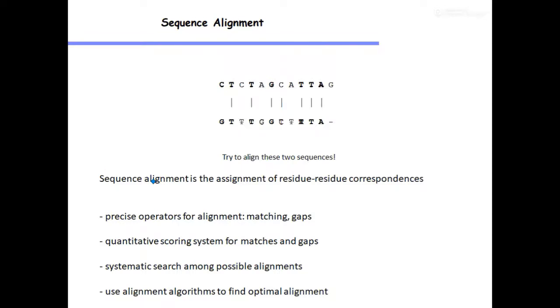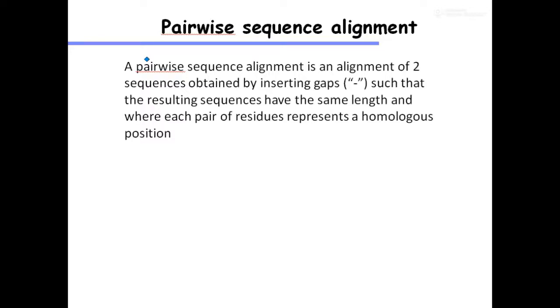Now, a pairwise alignment is nothing but taking two sequences and checking whether they have possible alignments, obtained by inserting gaps such that the resulting sequences have the same length, and where each pair of residues represents a homologous position. So you are just aligning them in such a way and checking how many gaps there are, where the sequences are found to be the same. If you do alignment for two sequences, you call it a pairwise alignment.